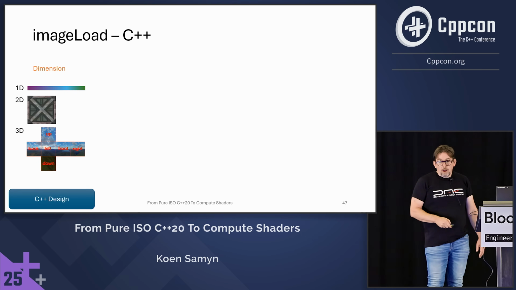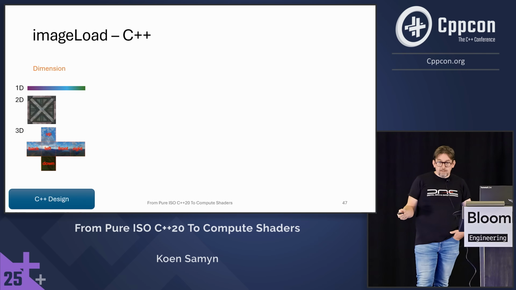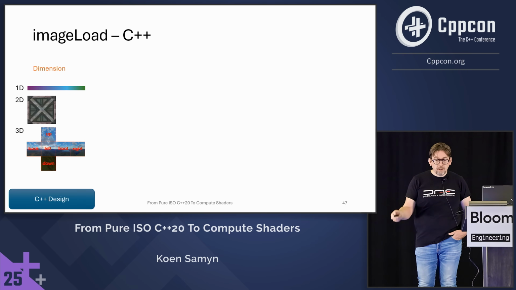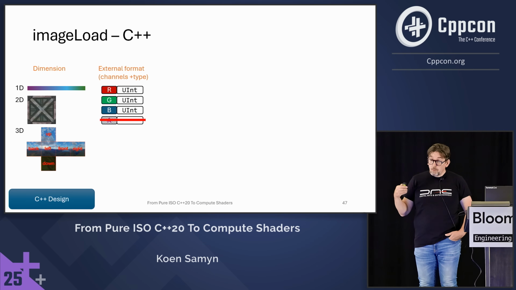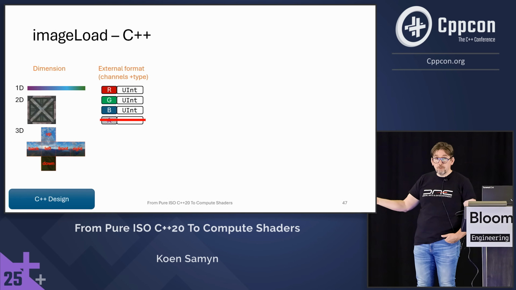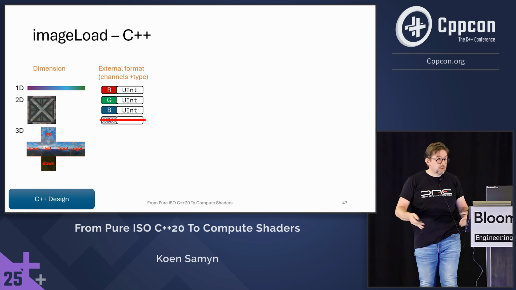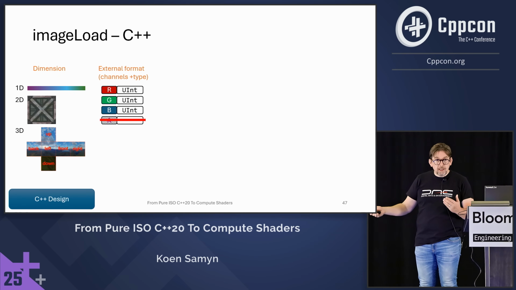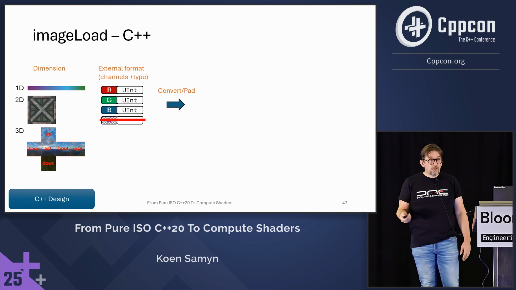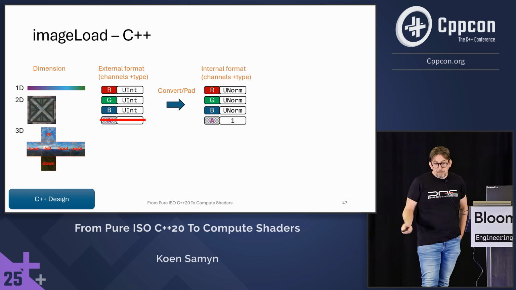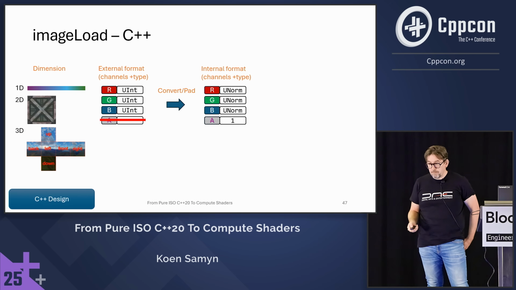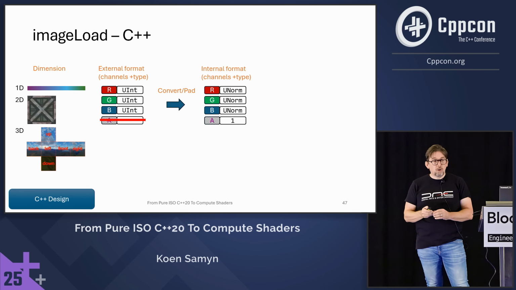Good. So all the complexity. We have the dimension, right? It's one-dimensional, two-dimensional, three-dimensional. We have the external format. It could also be the number of channels. Could be an RGB image, could be an RG image even, an RGBA. We have to convert that data or even pad that data, and then we get our internal format. Right? So the whole chain is pretty complex.